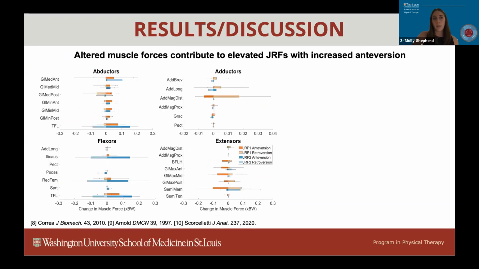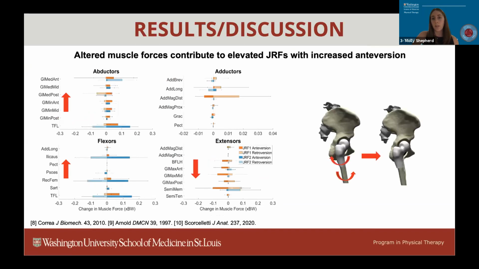In addition, we know that muscle forces contribute to joint reaction forces. So here on the x-axis, we have this change in muscle force with a change in version. So we're going to focus on the more saturated colors, which represents a 15-degree increase in anteversion. So we found that increased anteversion increased the abductor and flexor muscle forces, but caused a decrease in the extensor muscle forces.